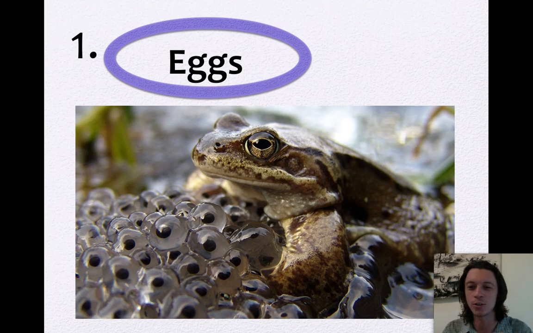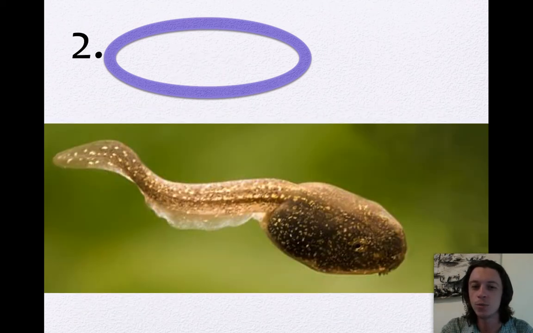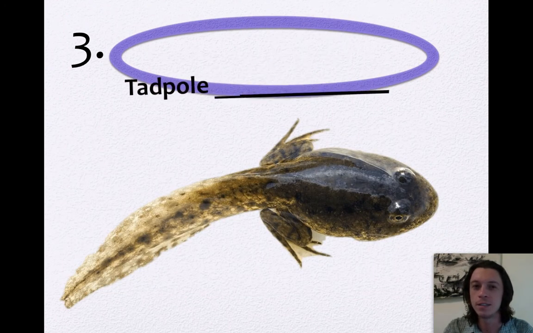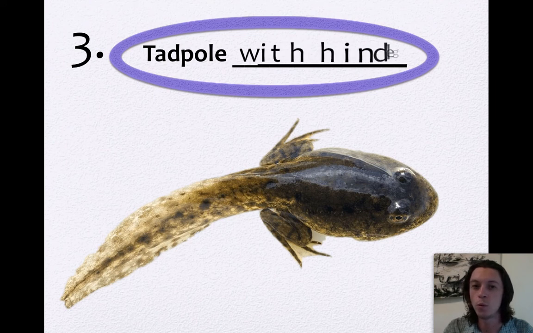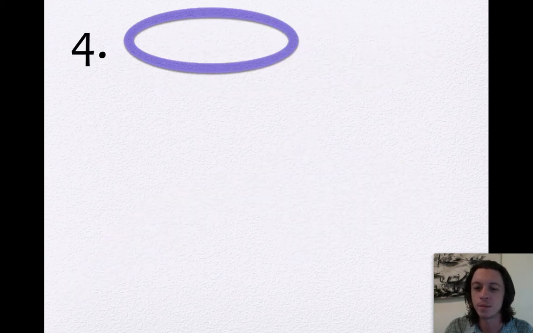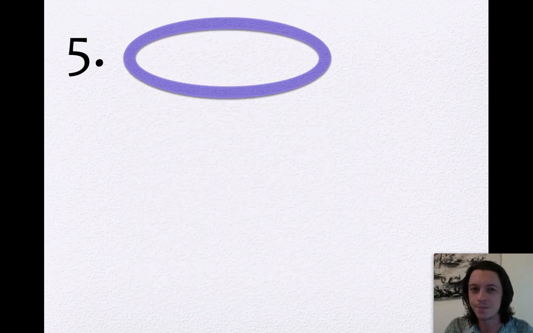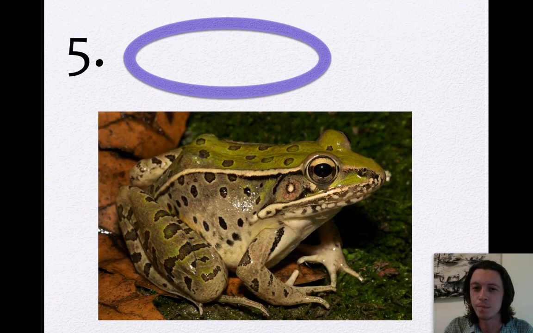So, it's a full circle. The life cycle. Number 1 is eggs. 2, tadpole. 3, tadpole with hind legs. 4, froglet. And 5, baby frog? No. Adult frog.